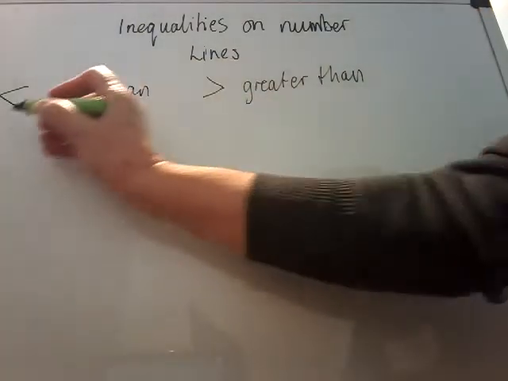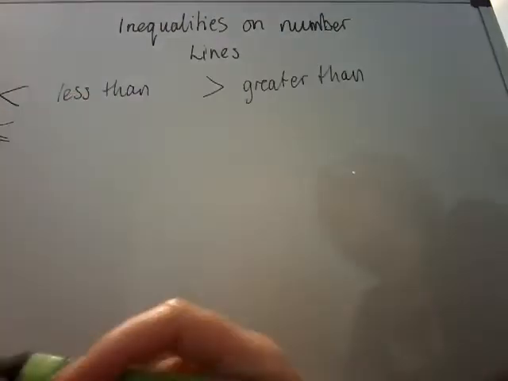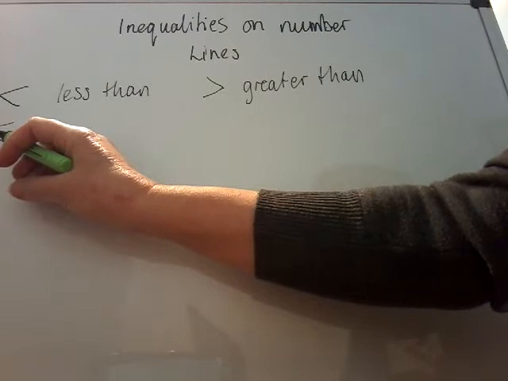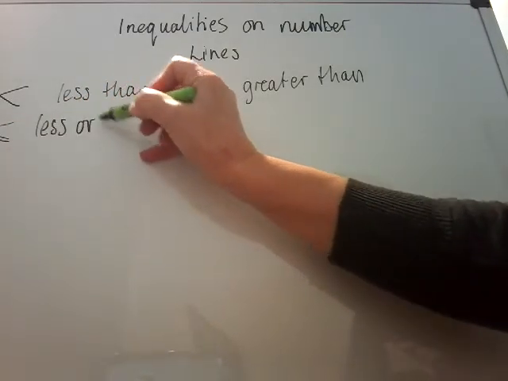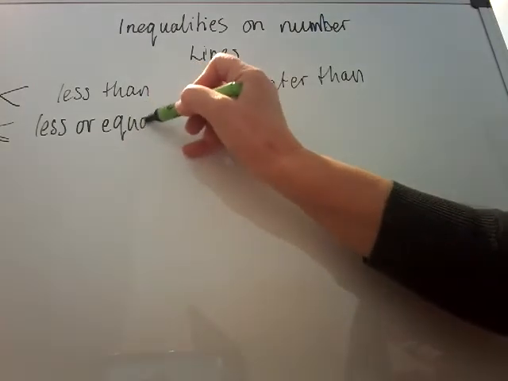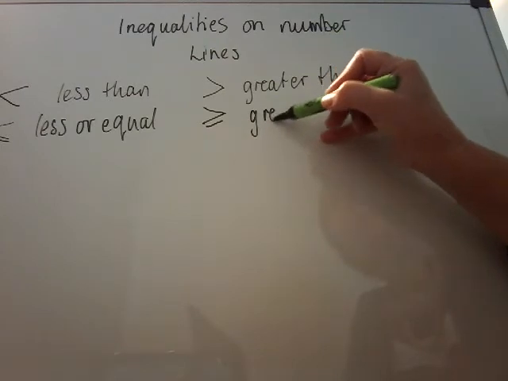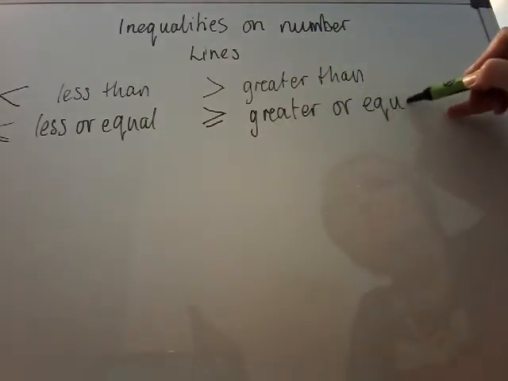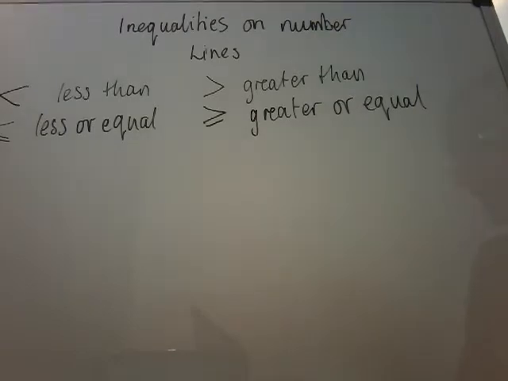And just as a reminder, you could also have one where you've got a line underneath it as well. So this one means less or equal. So it's less than or equal. And of course, that one therefore means greater or equal. So that's what they mean. And just check you can see that all right.